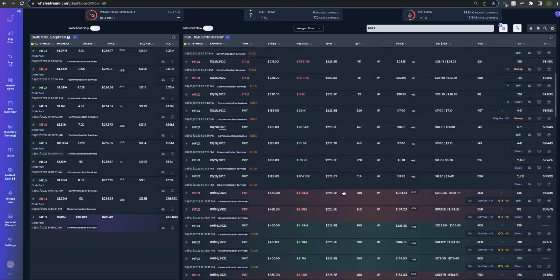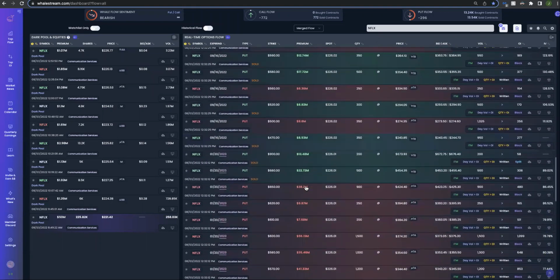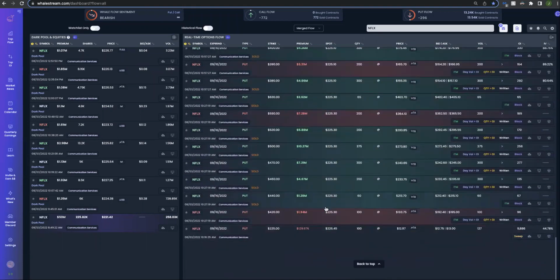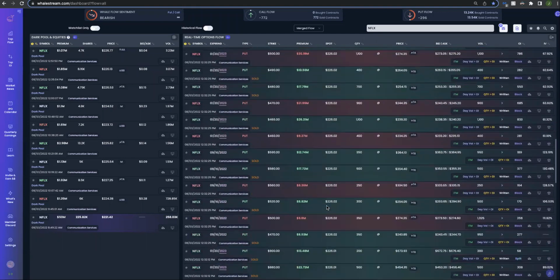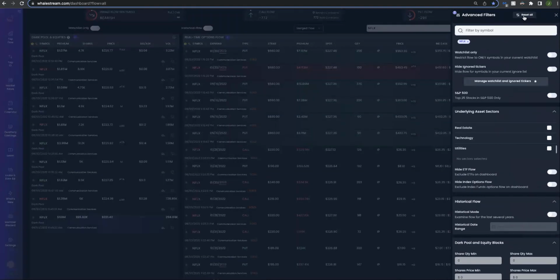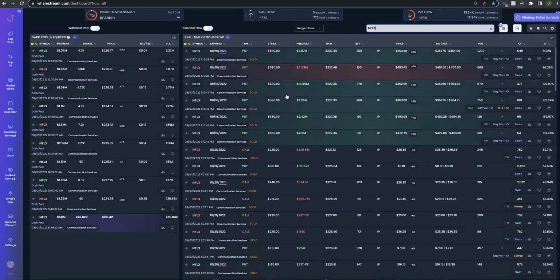So when you look at the Netflix flow, you can see a lot of sold puts, but also a lot of bought puts. Most of the volume today is actually on puts, whether it be sold or bought. There isn't much call flow at all. Do I have any other filters on as well? Let me just. Yeah, so I'm not seeing any bought calls on Netflix today, which is actually pretty unusual.